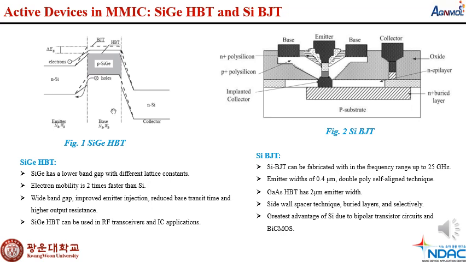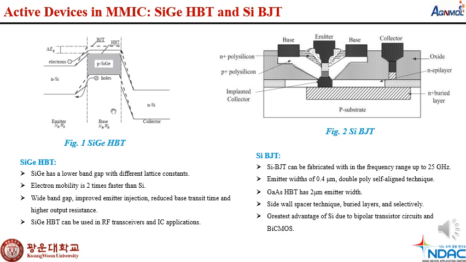Here we will discuss the last two active devices. One is the silicon germanium HBT, another one is the silicon BJT. For the silicon germanium HBT, we can see that silicon germanium has a lower band gap with a different lattice constant, and it has electron mobility 2 times faster than silicon, because of the wide band gap and improved emitter injection, reduced base transit time, and higher output resistance. Therefore, silicon germanium HBT can be used in RF, transceiver and IC applications.